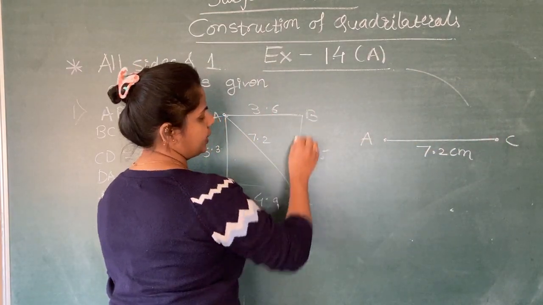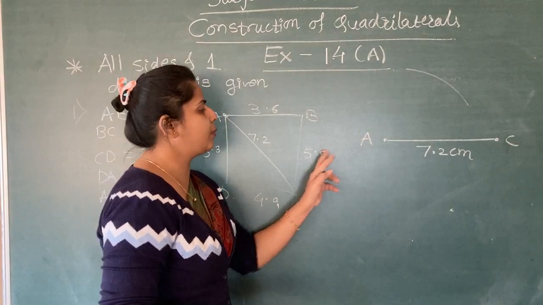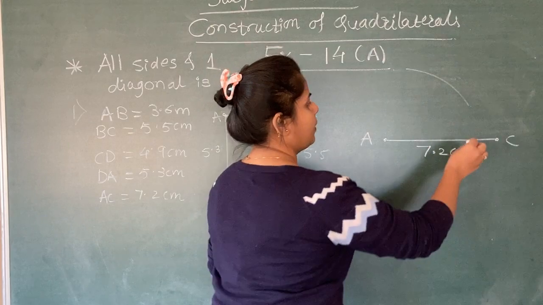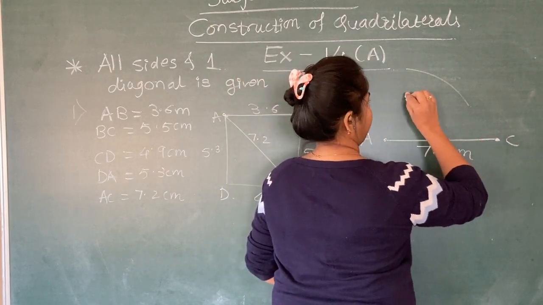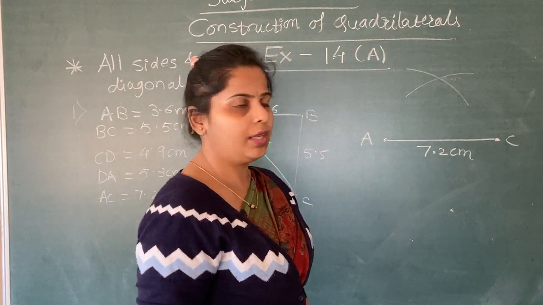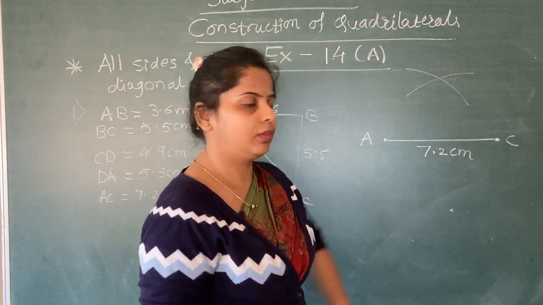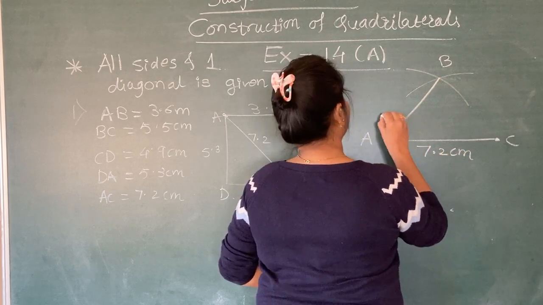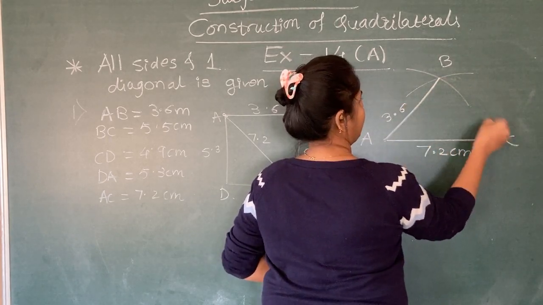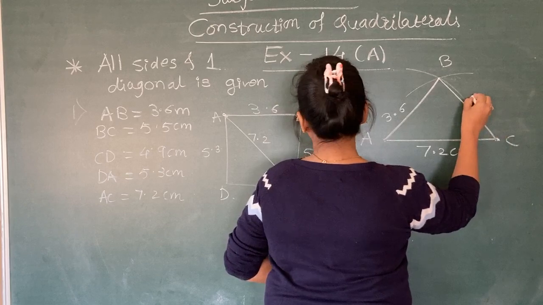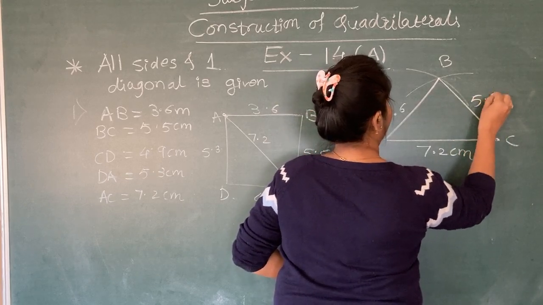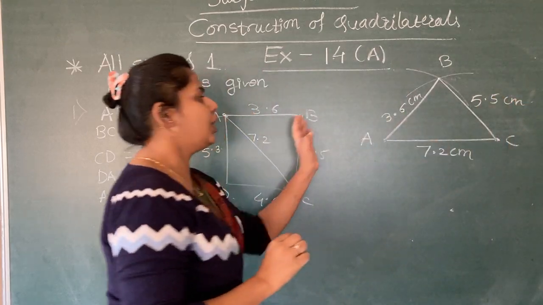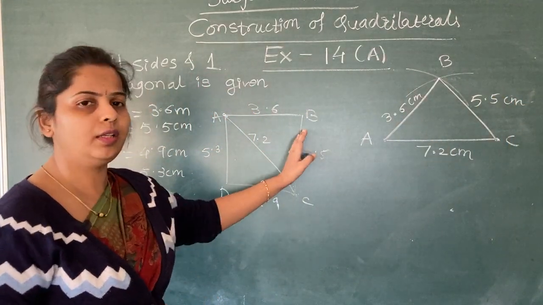Now B to C distance कितना है? B to C or C to B is 5.5. Again, take a distance of 5.5 in a compass, keep the pointer on C and mark an arc. ठीक है? जहाँ पे ये दोनों arc cut होगी, that point is B, because this distance is 3.6 and this distance is 5.5, of course, in centimeters. Now you got the upper part of the quadrilateral.